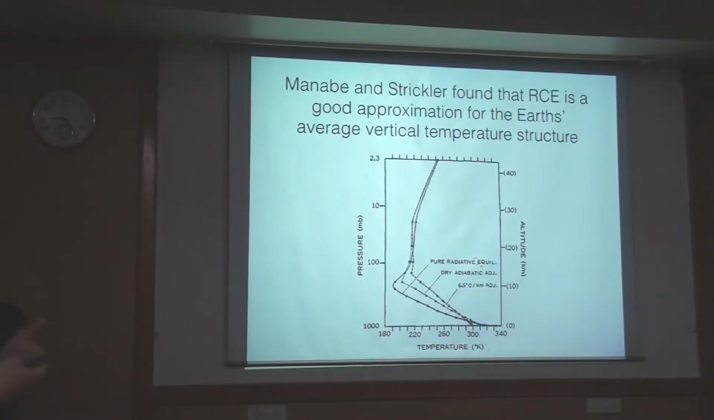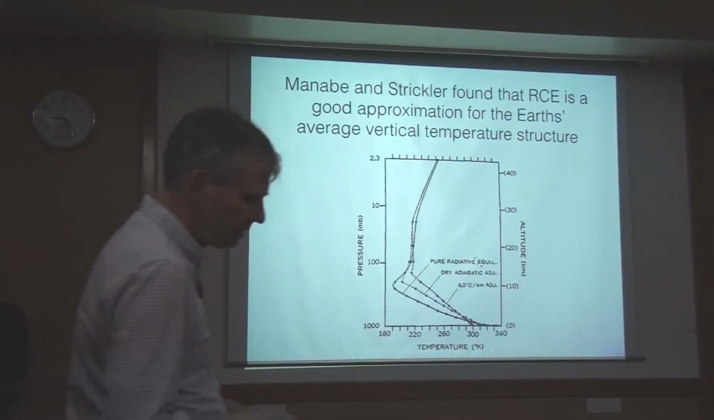And so they said, what if we add convection to this? Just some adjustment that follows a moist adiabat, assuming that convection keeps the atmosphere close to the moist adiabatic lapse rate. And then they got a lapse rate that looked most closely like the observed. So the conclusion is, in a global average sense, radiation and convection are in balance.